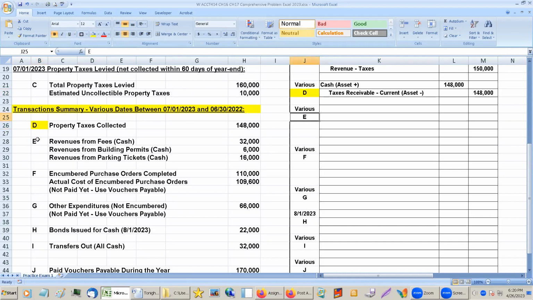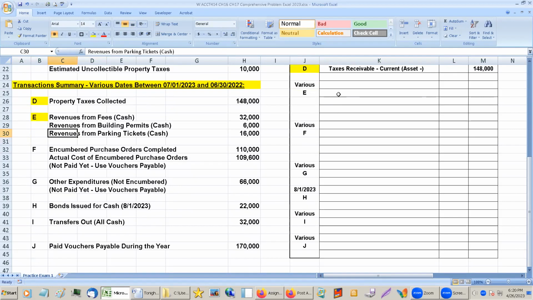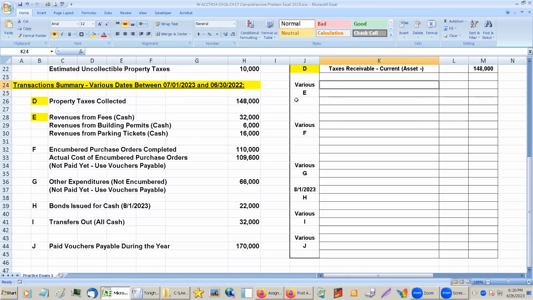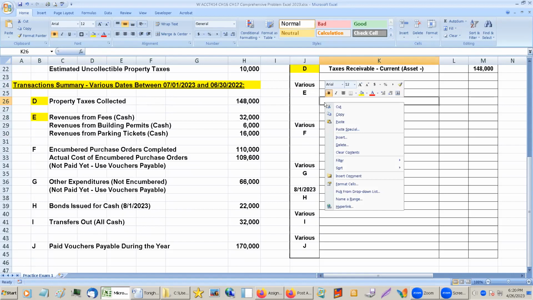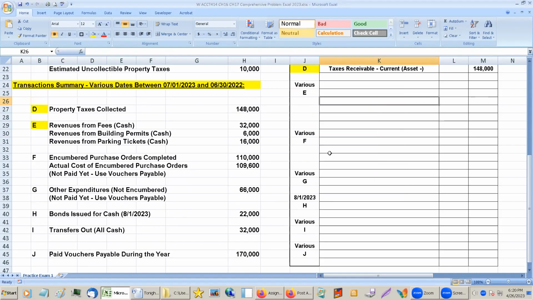Okay, E. Revenues from fees, revenues from building permits, and revenues from parking tickets. You can put those all separately. You could also put them all as one. I think I'm gonna add the cash all up into one, even though that's really not what we usually do. Do I have enough room to do all of them? Maybe I do. I guess I could add in a row, right? Okay.